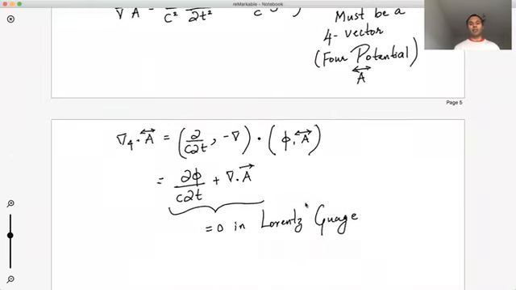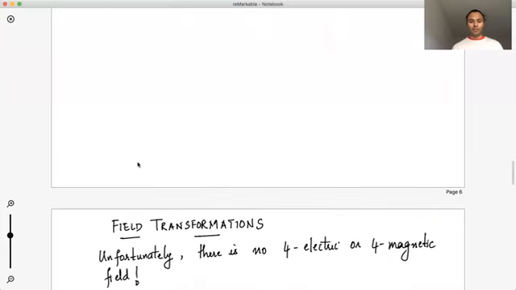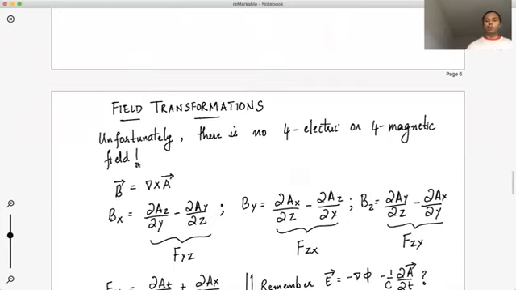Anyway, that was a quick aside about how you take the 4 divergence of vectors. You usually discover something interesting when you take the 4 divergence of 4 vectors. Okay, so now we need to get to the electric and magnetic fields. The unfortunate thing is there's no such thing as a 4 electric or 4 magnetic field. It turns out that these cannot be captured as a 4 vector.